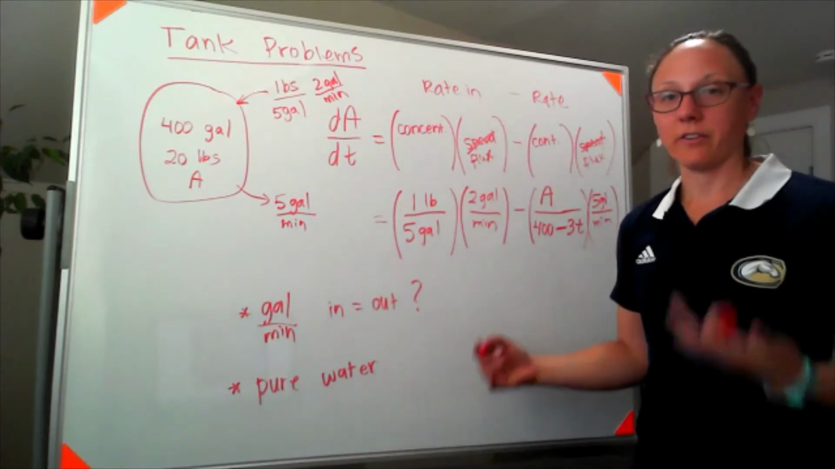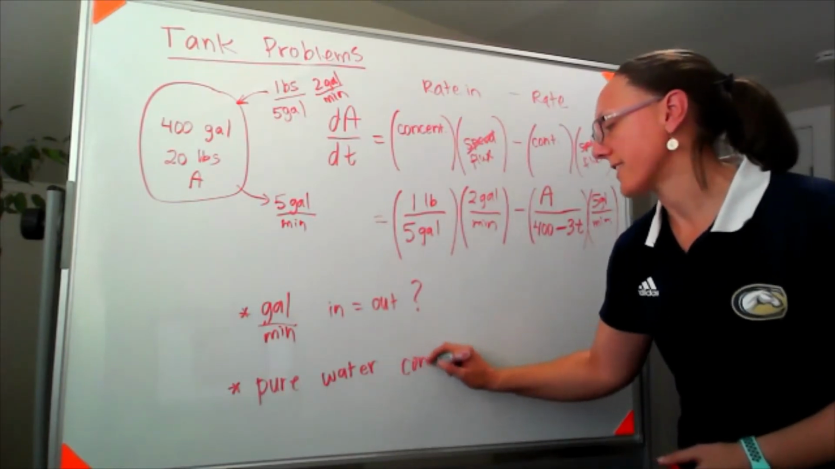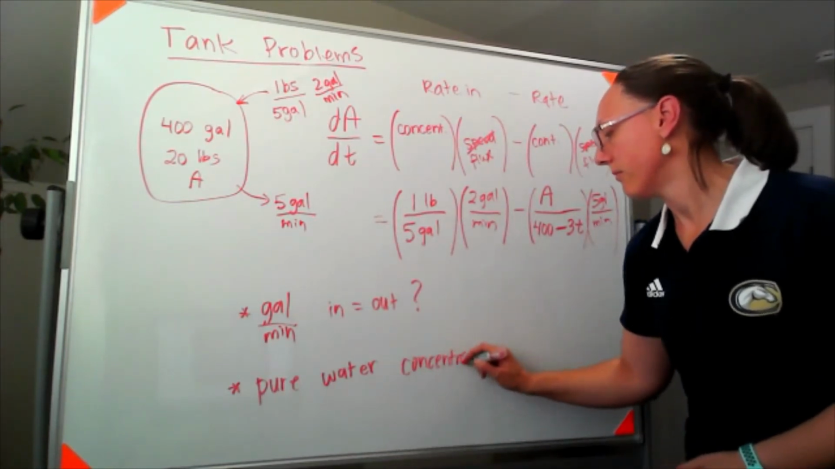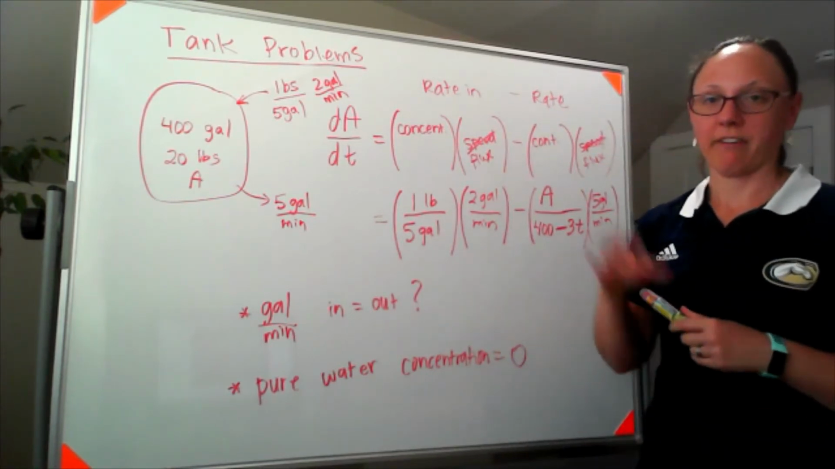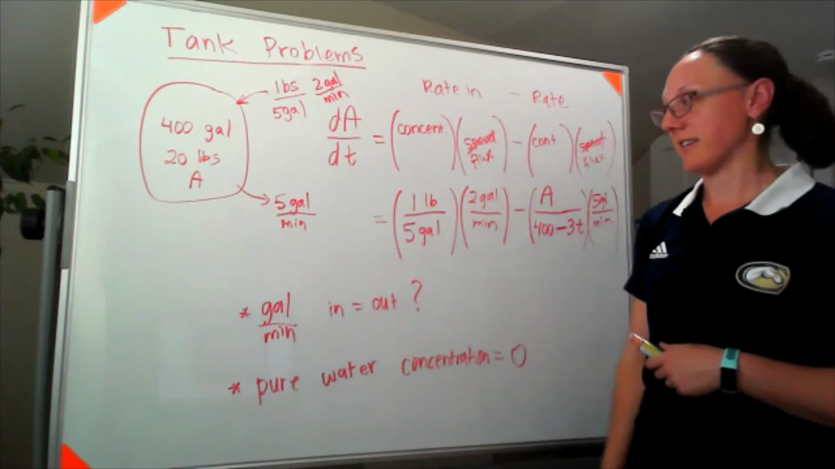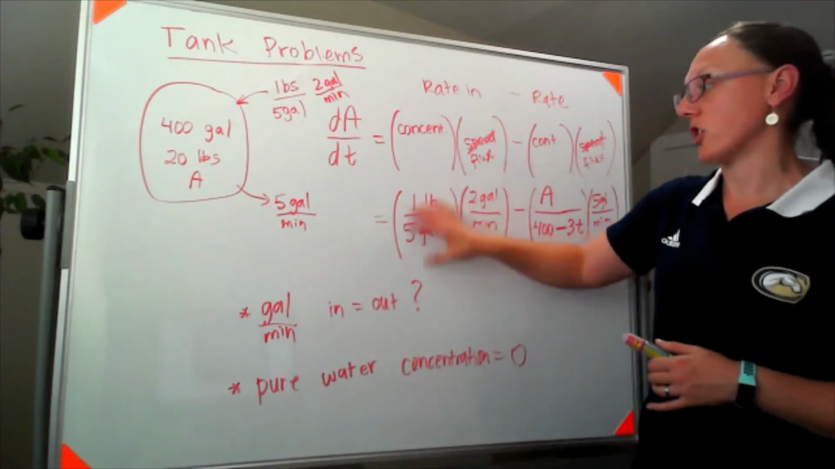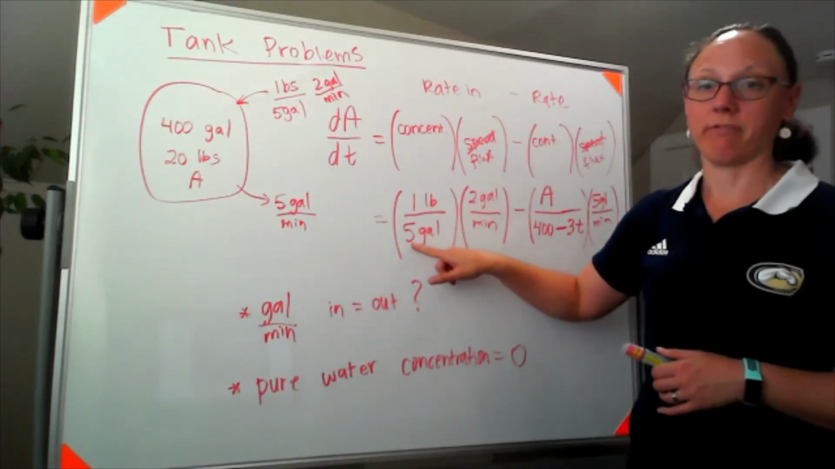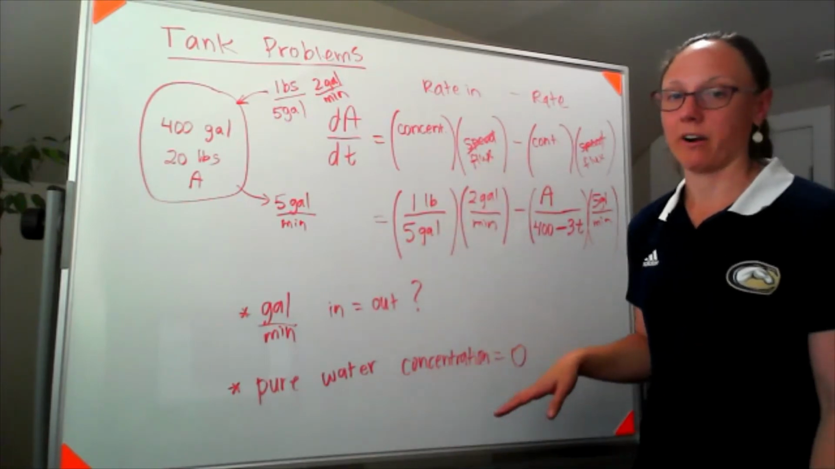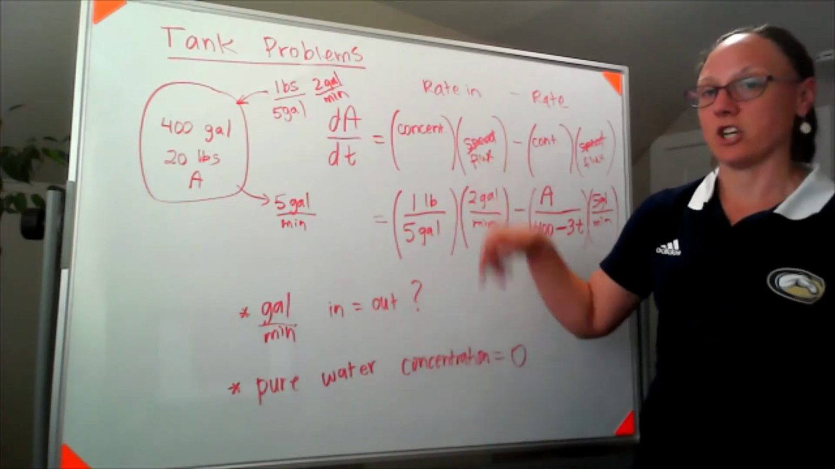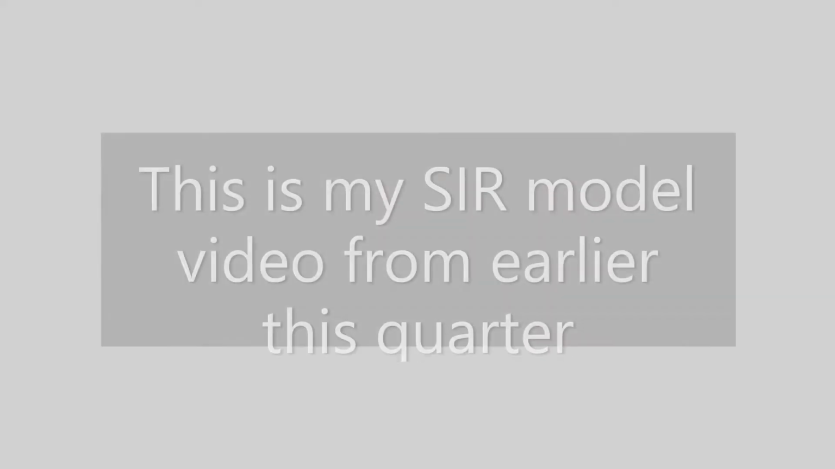And pure water, the thing we want to remember there is that the concentration is 0. So if I have pure water coming into the tank, then that concentration in would be 0 pounds per 5 gallons, or 0 pounds per however many gallons, because it's pure water. So these are the 2 things to watch out for in tank problems.